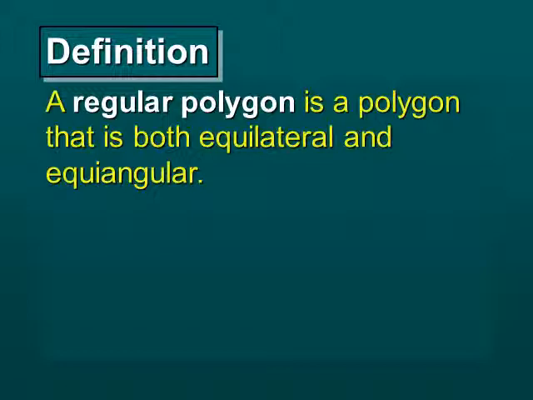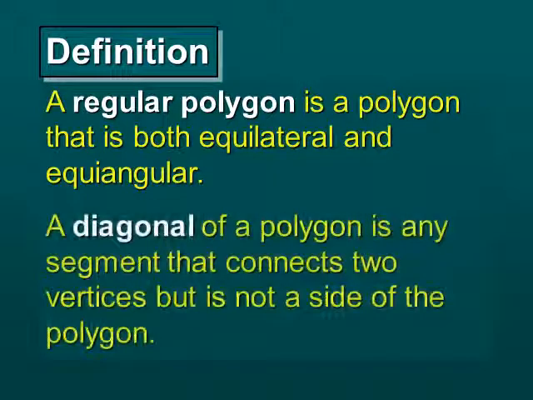And then I can talk about a regular polygon, which means it's both equiangular and equilateral, and the only quadrilateral that is both is a square. It is both equilateral and equiangular. And diagonals is when you connect 2 vertices, but they're not the side of a polygon. So we're going to talk more about diagonals later.